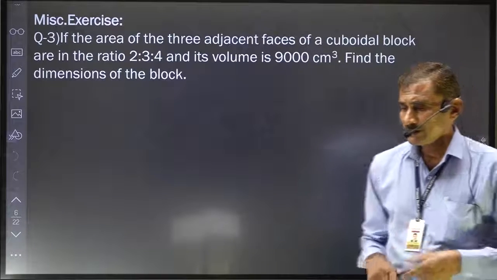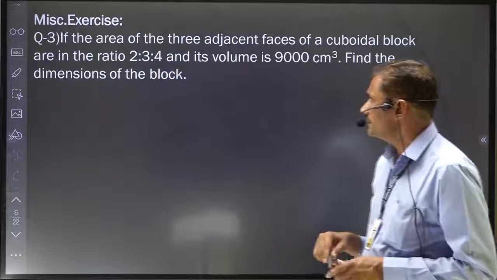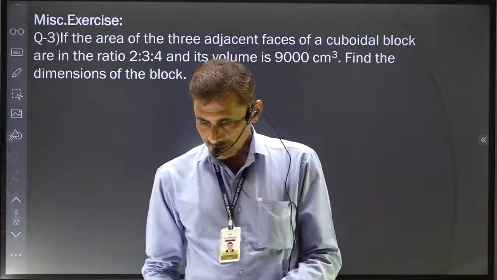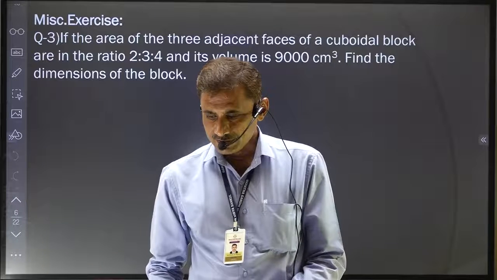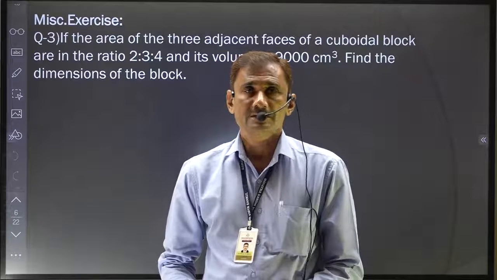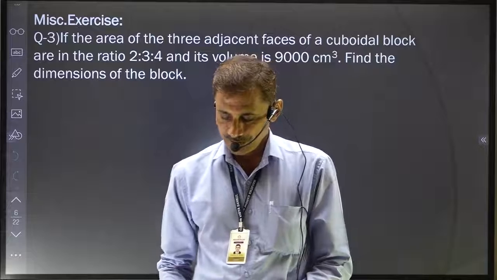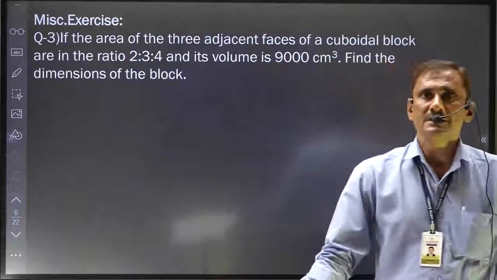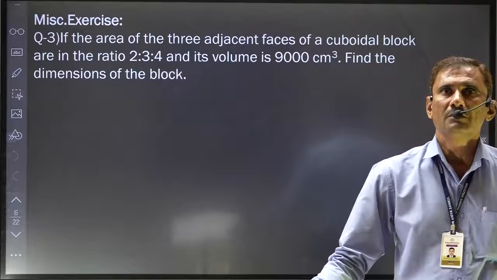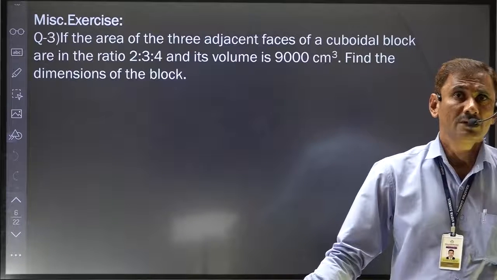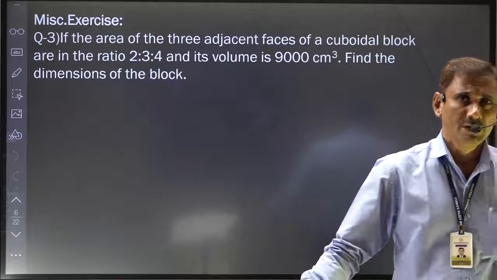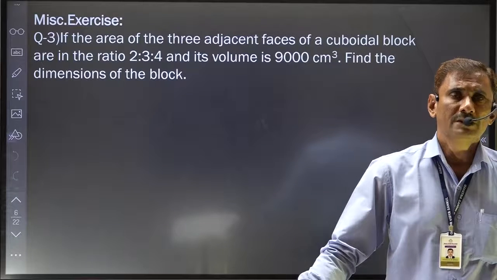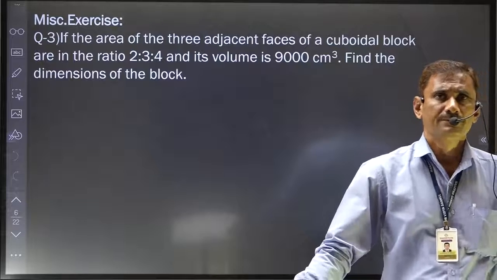Okay, so now I've taken it from miscellaneous exercise question number 3. You can open your book at page number 797. Number 3, you can see here. If the area of 3 adjacent faces of a cuboidal block are in the ratio 2 is to 3 is to 4 and its volume is 9,000 centimeter cube, find the dimensions of the block.